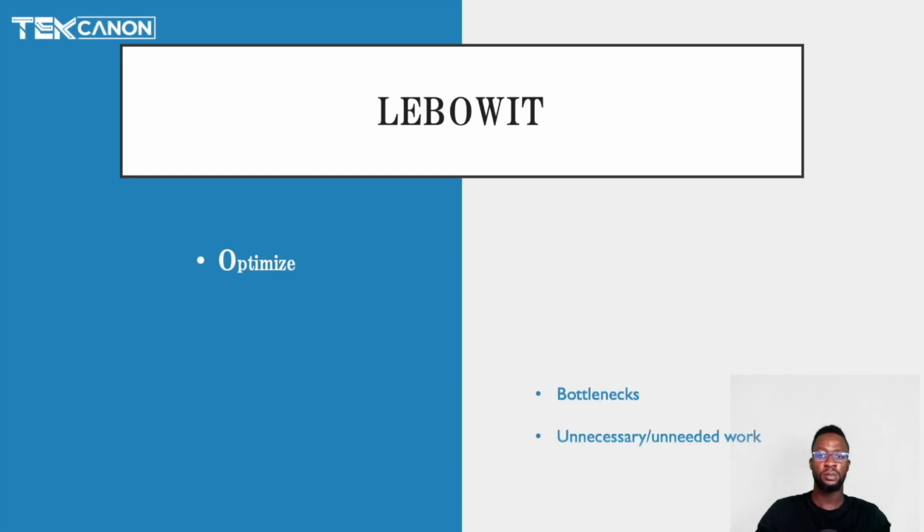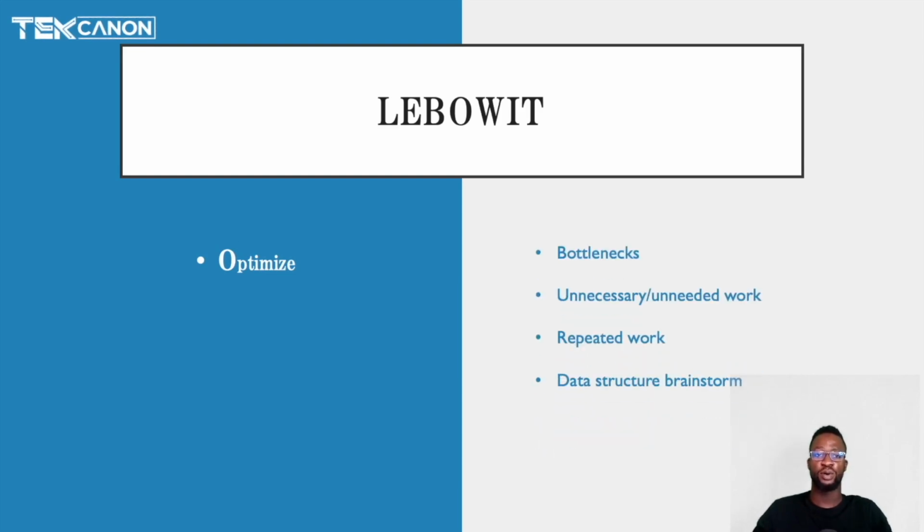Optimize. So in optimizing your algorithm, there are certain things you want to look out for. You want to look for bottlenecks in your algorithm, look for unnecessary or unneeded work, see if there's something you can remove. Maybe you had duplicates. For example, you could have 2 for loops in an algorithm that are separately doing the same thing. See if you could combine those.